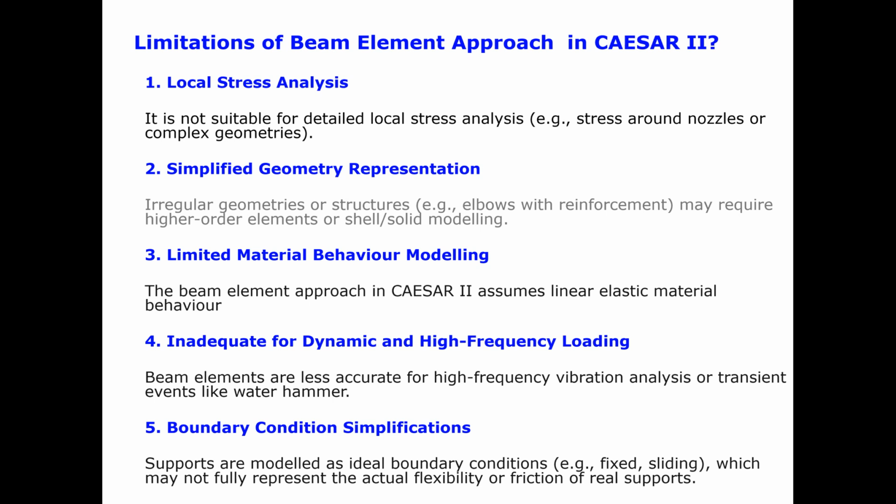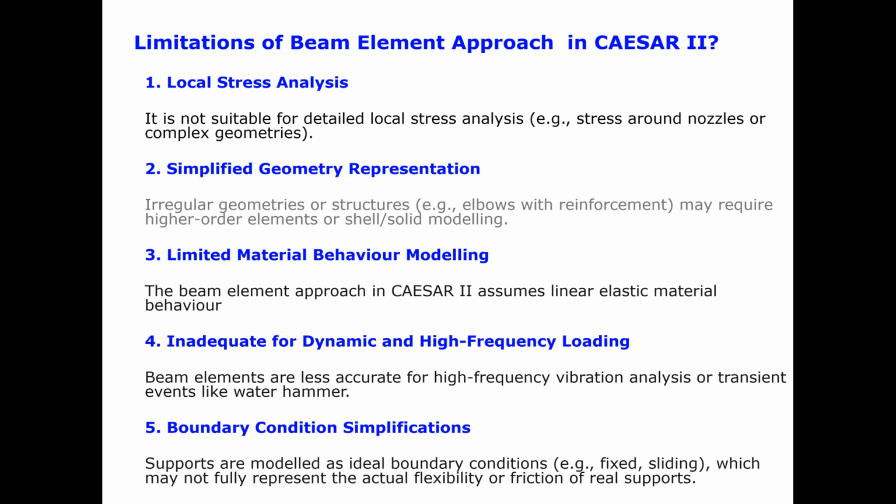Second, simplified geometric representation. For straight and uniform members, the beam element assumes the pipe is straight and of uniform cross section, which can lead to inaccuracies when dealing with complex geometry like curved or tapered sections. Secondly, no local deformations. Local buckling, ovalization of the cross sections or dents are not captured in Caesar software due to this beam element approach.